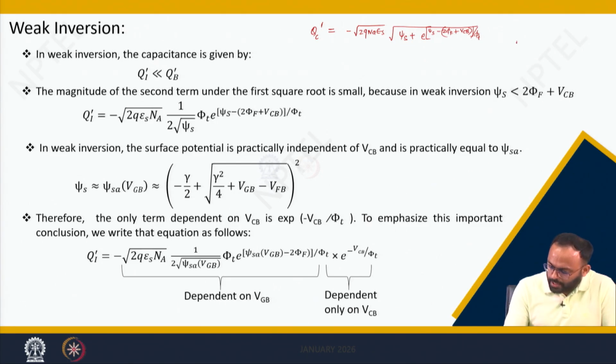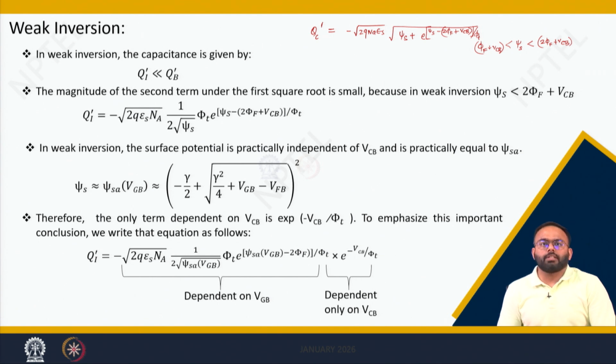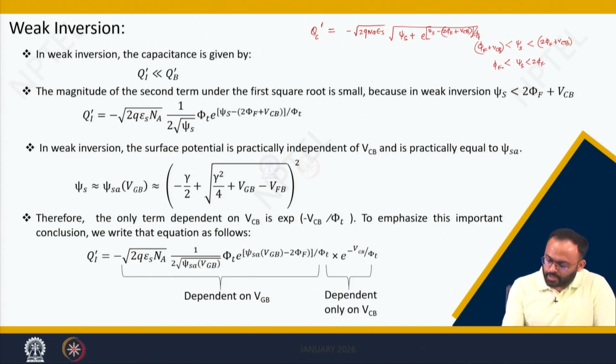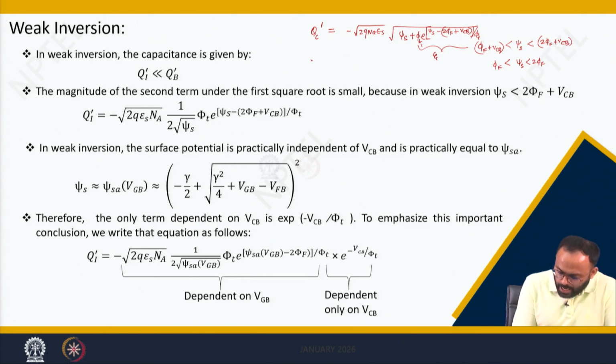Under weak inversion, what will happen? The surface potential now will be less than 2 phi f plus VCB, and it would be greater than phi f plus VCB. You remember we discussed this kind of analysis on weak inversion when we said that surface potential will be less than 2 phi f and greater than phi f. Under this condition, this factor, so there will be a phi t also, is always smaller than psi s. So, let us consider this factor as zeta.